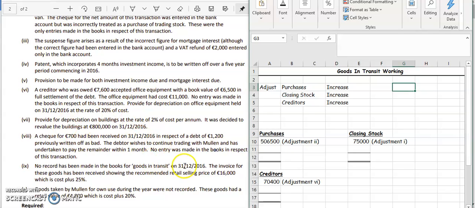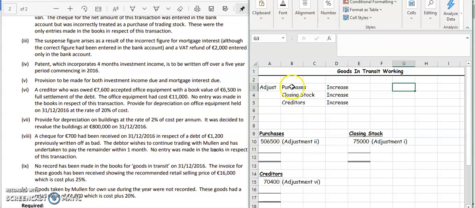Okay, so let's have a look at the adjustment for goods in transit. And with this, once again, we're using the 2017 M. Mullen sole trader account. When you get a goods in transit question, it means that we've purchased goods and they're being delivered to us. So no record had been made in the books for goods in transit on the 31st of 12, 2016. So this means that the following accounts need to be adjusted.